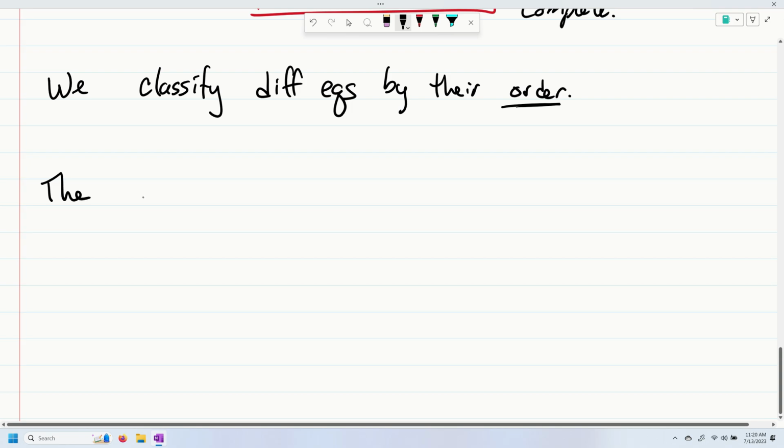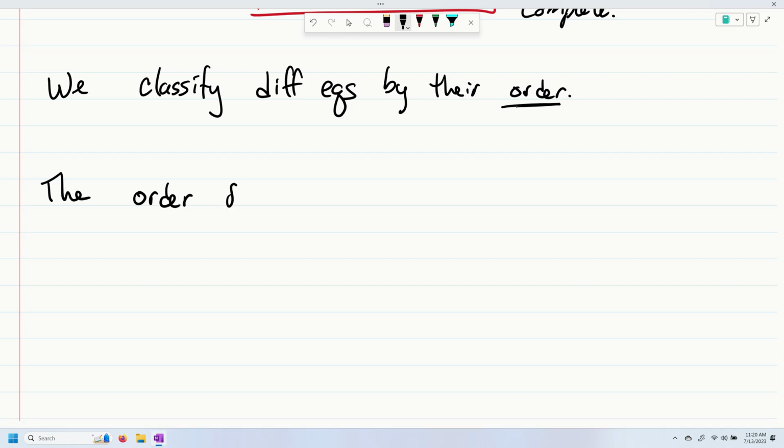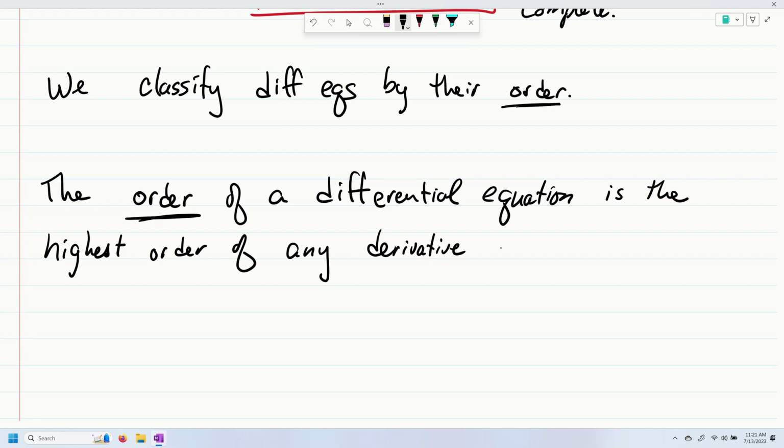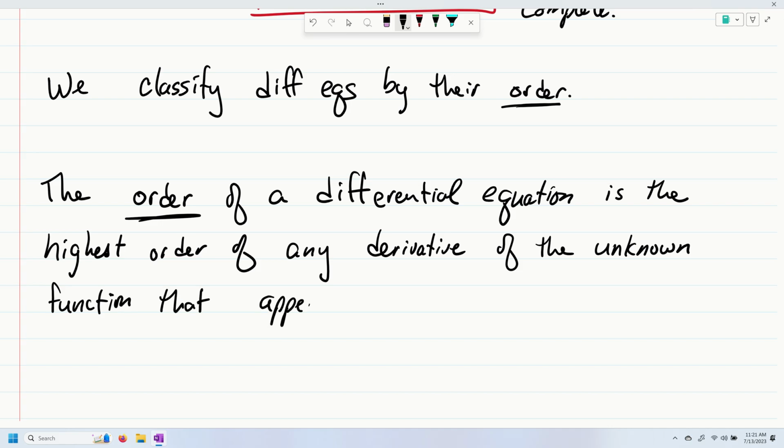So the order of a differential equation is the highest order of any derivative of the unknown function that appears in the equation.